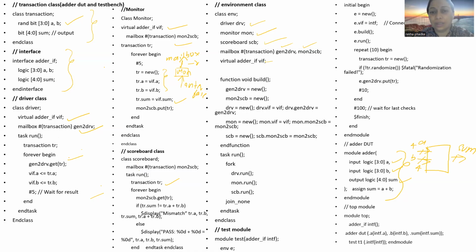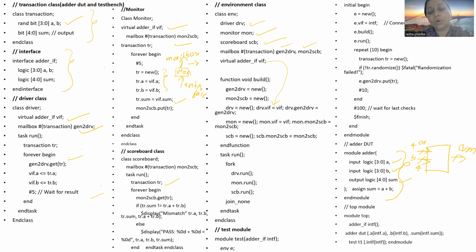So this VIF is getting connected to driver's VIF. Then we have these gen to DRV and MON to SCB. This has been declared in driver, so drv.gen2drv is gen2drv. Then mon.mon2scb, this is in monitor, right? So I'm connecting mon2scb to mon2scb. All these connections we are doing. We are calling the constructors of these and making the connections. So that's about the function void build inside class environment.